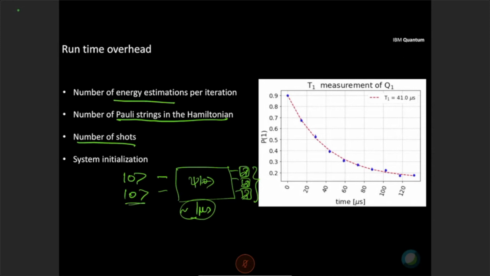So there are smarter ways that, for the more interested readers, if you look up qubit reset, there are smarter ways in which you can force the system back into the ground state much faster. And this is also going to affect the total runtime when you actually want to run this on real hardware.